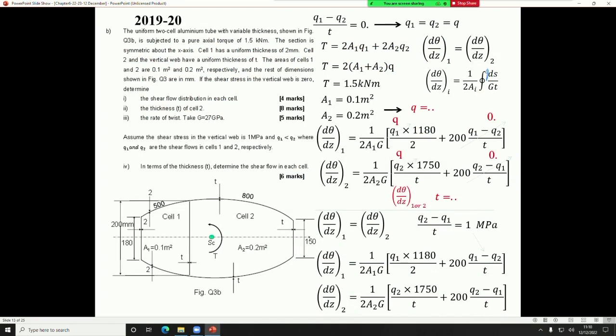Any question in relation to this examination question? Shall I move on? Yes?